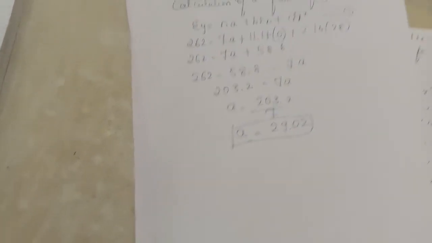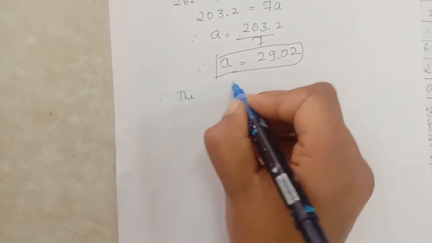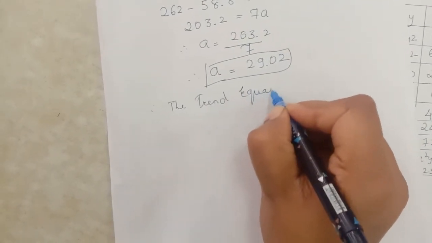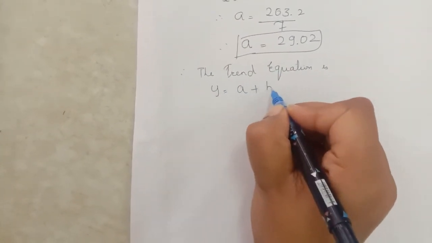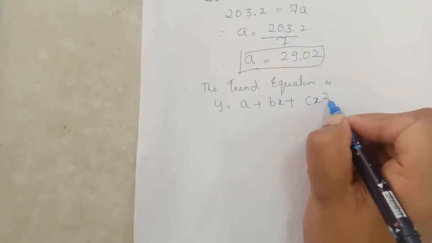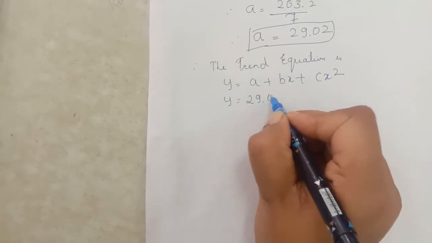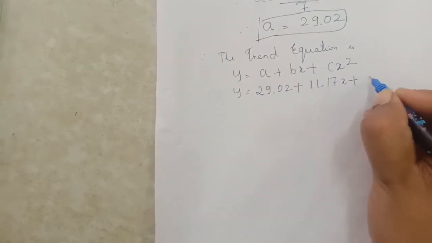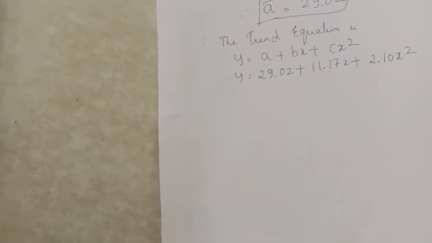Now put those constant values in the main equation. What is the main equation? Therefore the trend, that is the parabolic trend equation, is y is equal to a plus bx plus cx square. So y is equal to 29.02 plus 11.17x plus 2.10x square. So this is the trend equation.